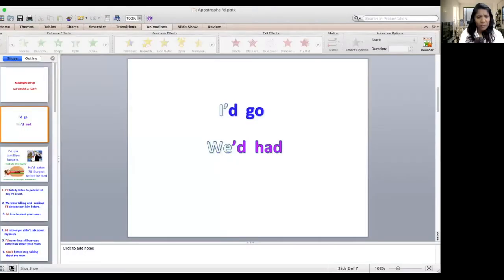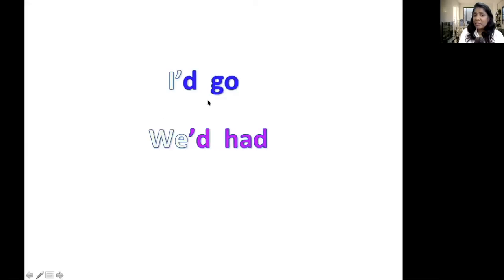So let me explain with an example in a very easy manner so that you can use the right word based on the context. Here, the example is very simple. Probably it would be very easy to understand. I'd go. Now, confused? Does it mean I had or does it mean I would? Same here. We'd. Does it mean we had or does it mean we would?